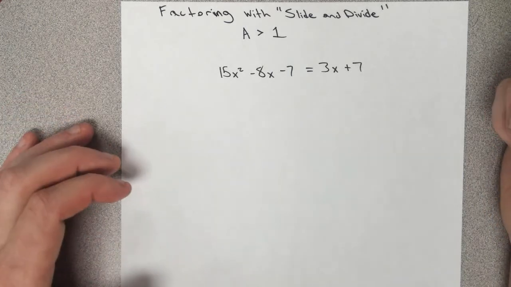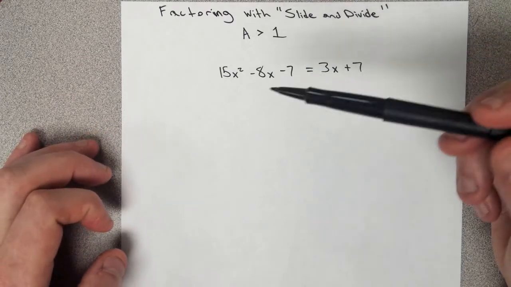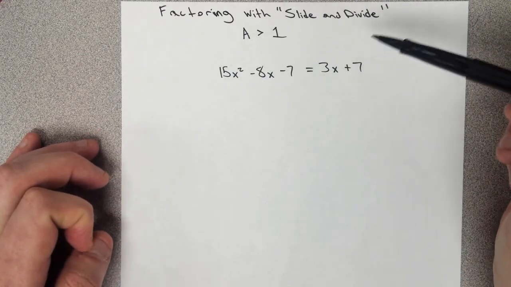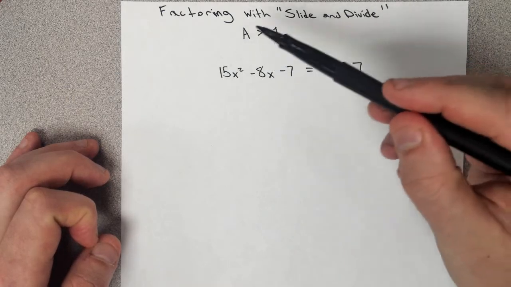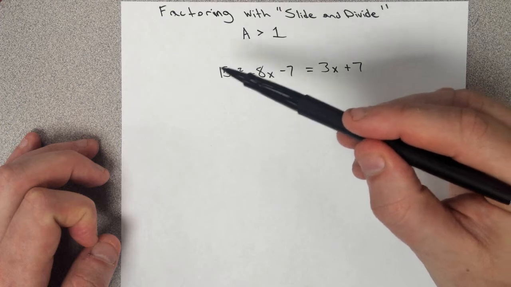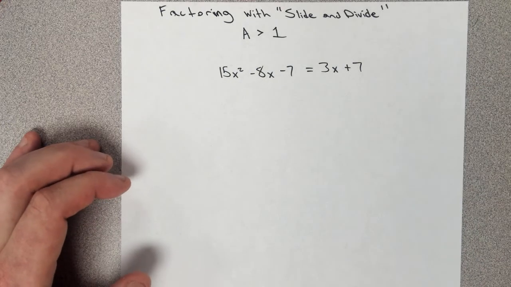Hello everyone, I just wanted to provide a quick video of the process of factoring a quadratic equation using the slide and divide method whenever you have a coefficient on x squared that's bigger than 1.